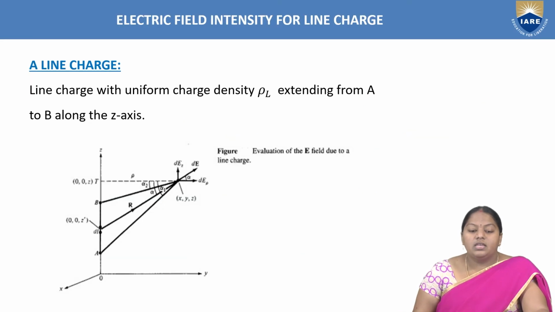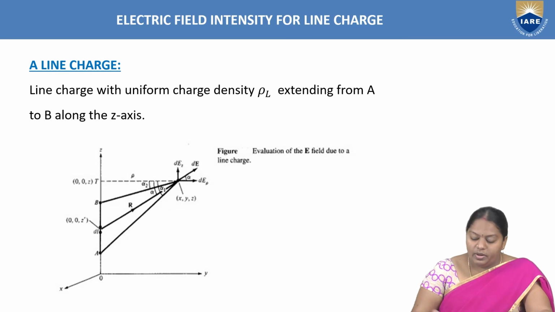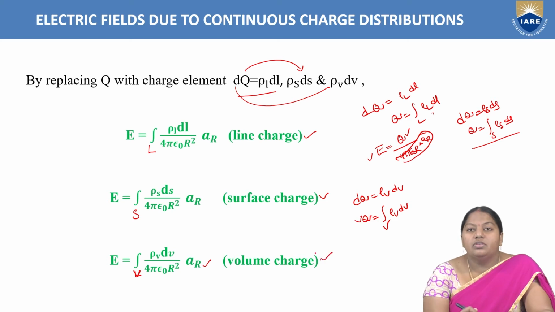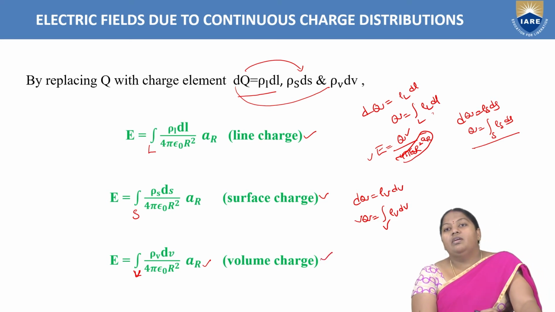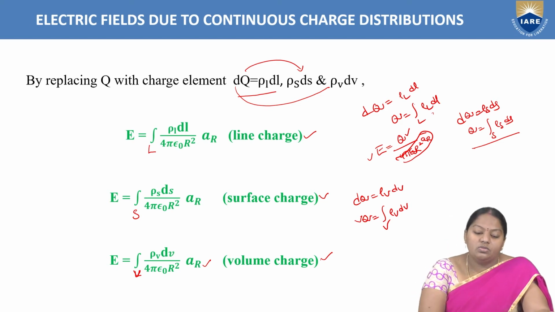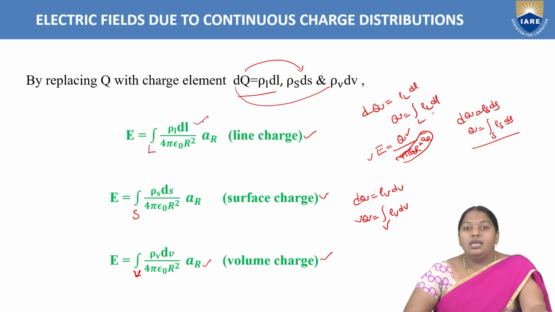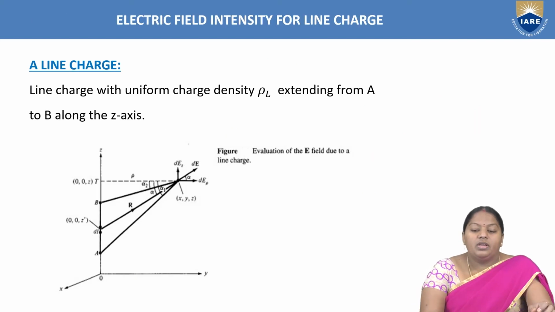Okay. And next, the first application we'll learn with respect to electric field intensity is the line charge. Previously we have seen the electric field intensity E due to line charge, due to surface charge, and due to volume charge. So we'll consider each individually with simple examples, and we are going to analyze how much electric field intensity exists due to the line charge. So the first application of electric field intensity is for line charge.